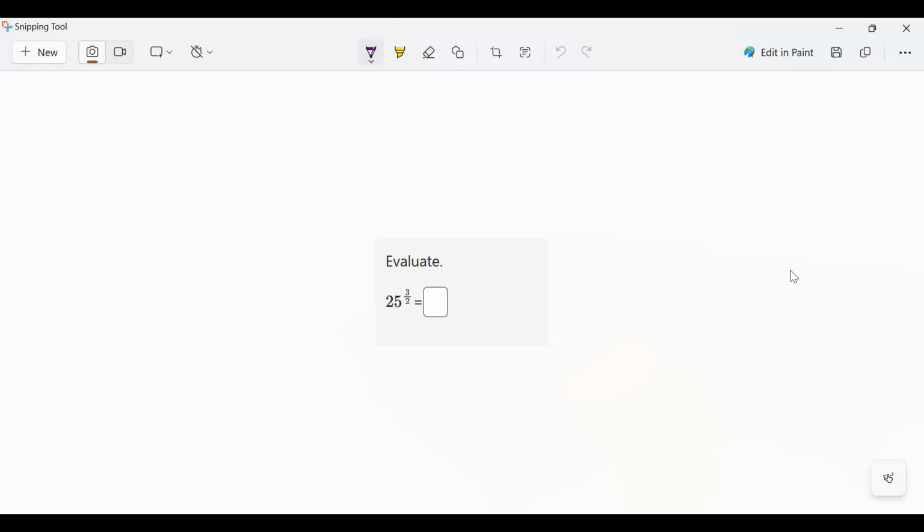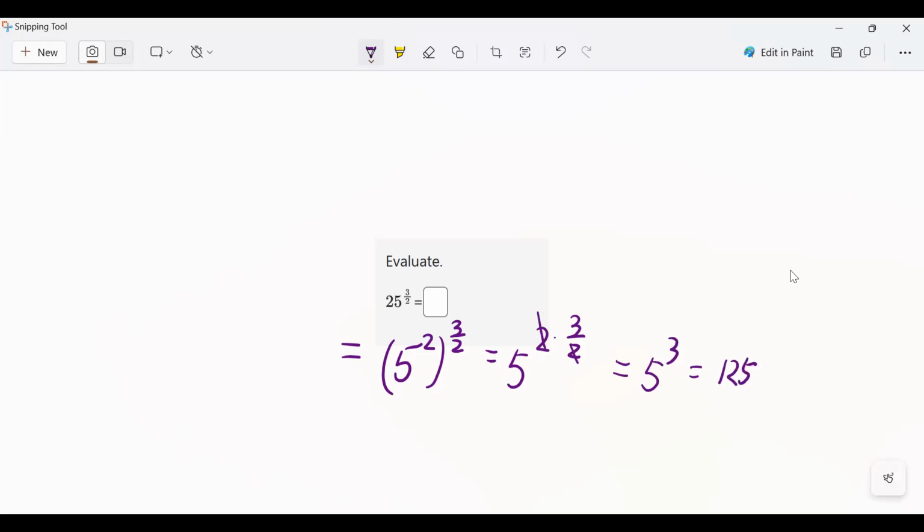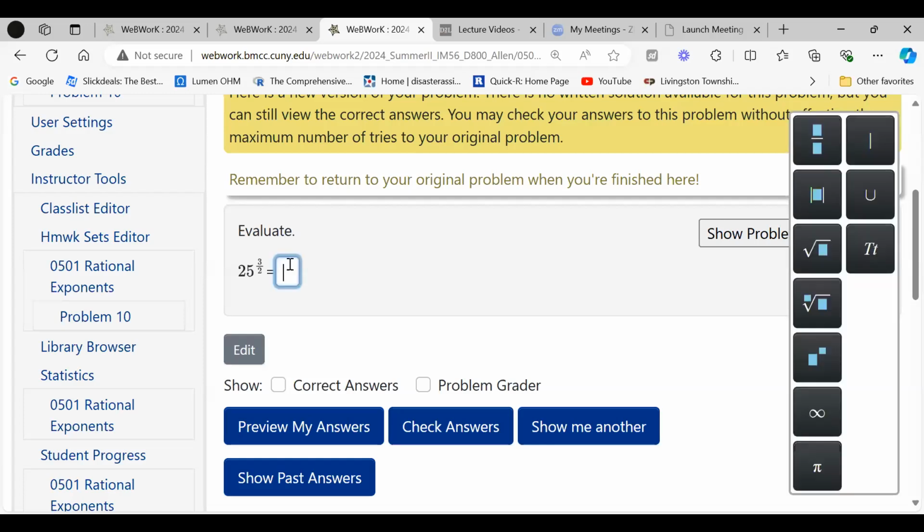Hey, anybody want to share the answer? So it'll be 5 squared, right? And then 3/2. So it will be 5 to the 2 times 3/2. Cancel the 2, we get 5 cubed. 5 cubed is 125. So yeah, 125, right? Very good. It should be 125. And I skipped the other method because this one is slightly quicker. So let's go back. 125 is the answer.